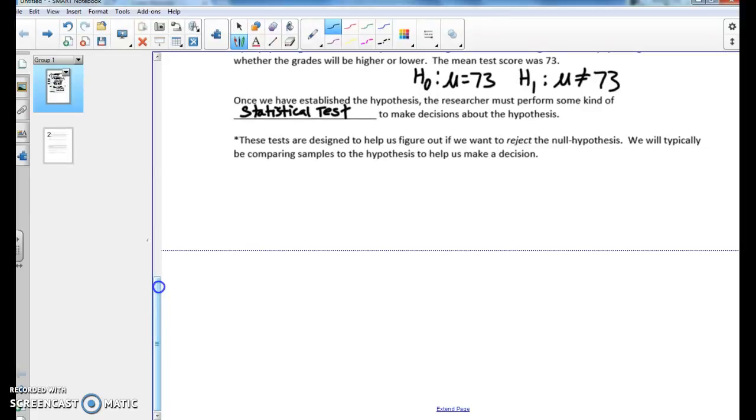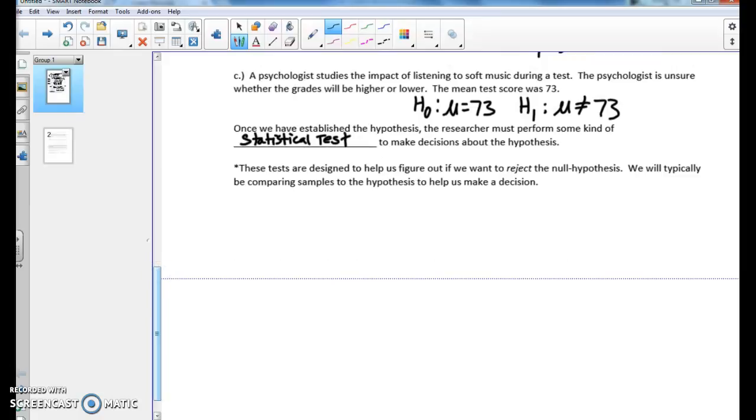This start point reiterates that these tests are designed to help us figure out if we want to reject the null hypothesis. It's a big part of what we're trying to do here. We're looking at the null hypothesis, our starting point, and figuring out: was this a good place to start? Was this accurate? Or is this probably not a very good guess for our data? We'll typically be comparing samples, like x bar, things we've gotten in smaller groups, to the hypothesis. That was what we started with, our mu, our H naught, to help us make a decision.